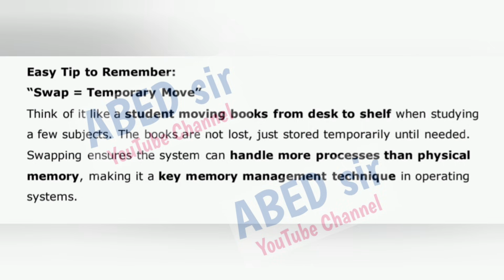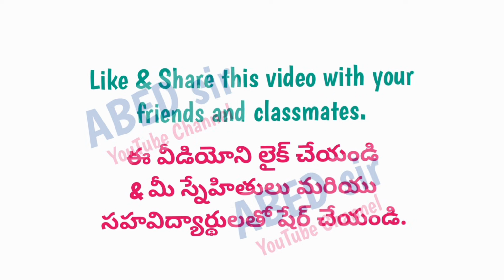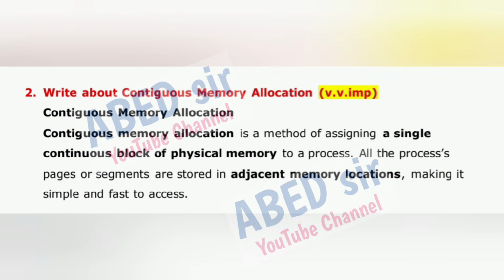Swapping ensures the system can handle more processes than physical memory, making it a key memory management technique in operating systems. Next important long question is: write about contiguous memory allocation.